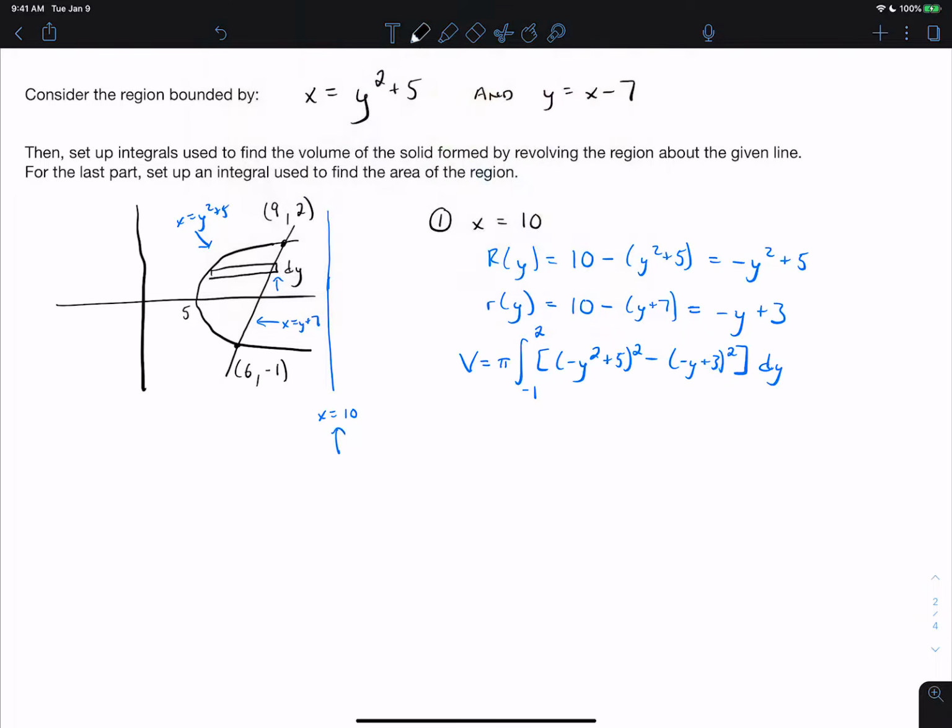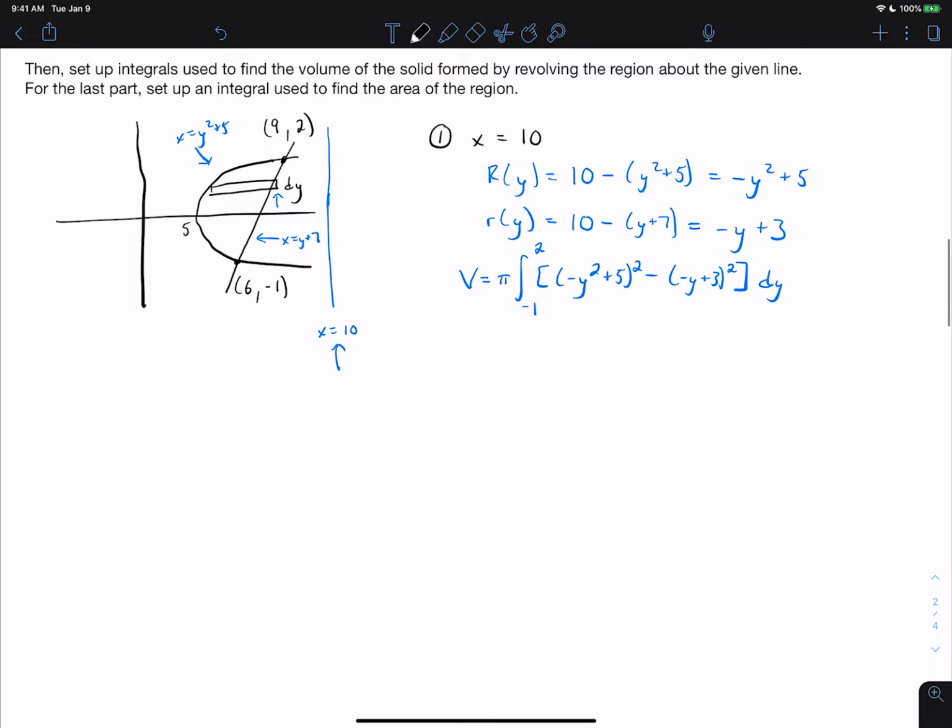Okay, so we'll put two more up that I'd like you to pause the video and try. Take a couple minutes to do problem 2, which is we'll do x equals 4. No, let's do x equals 2. And then problem 3 will be the y-axis. Pause the video, try those, and then check them with me in just a second.